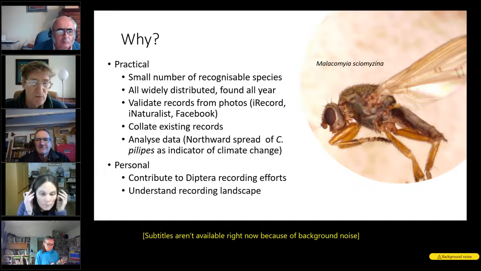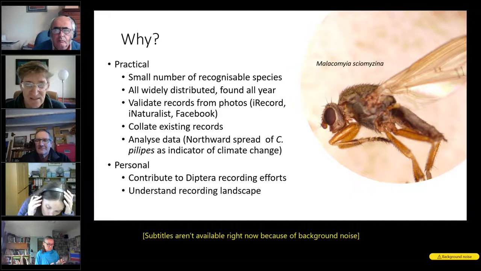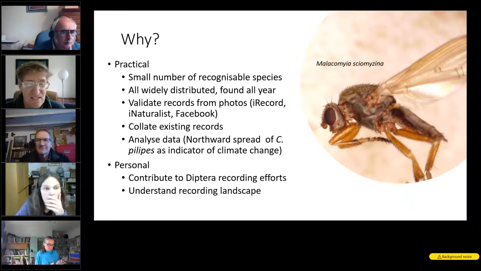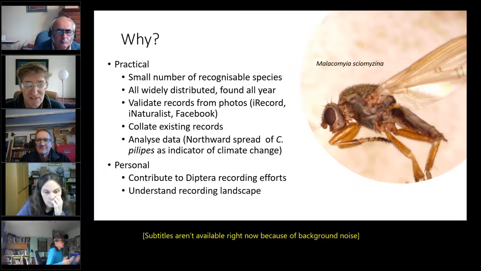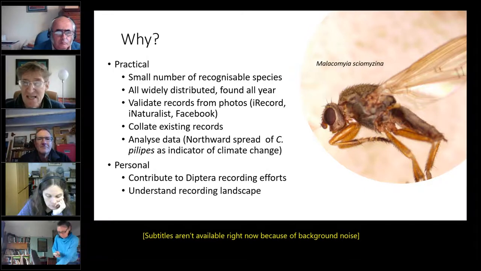And just from a personal point of view, why the kelp fly recording scheme? So I happened to have found several of the species, so it was easy for me to say, right, I can recognise these things. And I was quite keen to contribute to the Diptera recording, which is a fantastic thing. I just wanted to be part of that. But I also, as a novice to the field, found the recording landscape for Diptera, or not just Diptera, but just in general, very confusing. And it gave me a chance to understand what this recording landscape is.